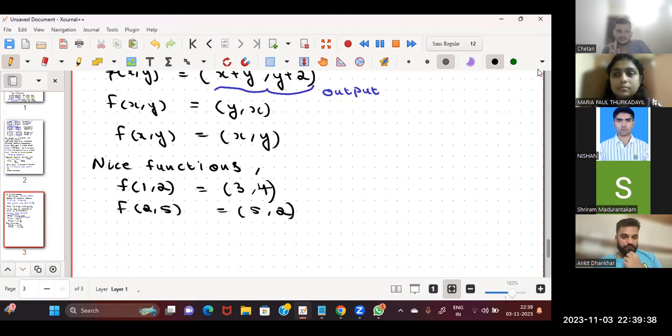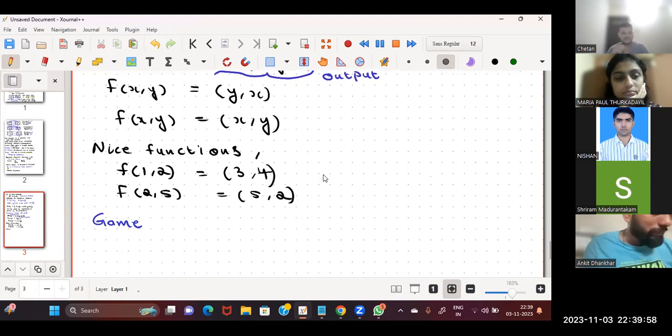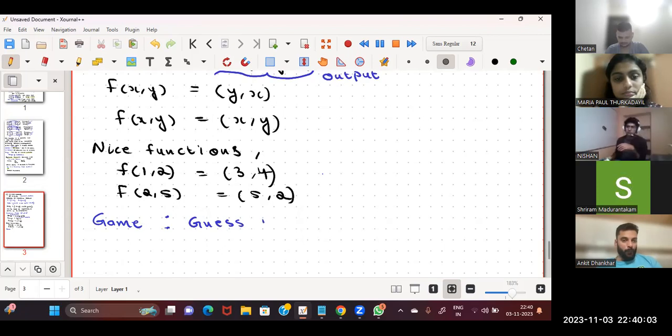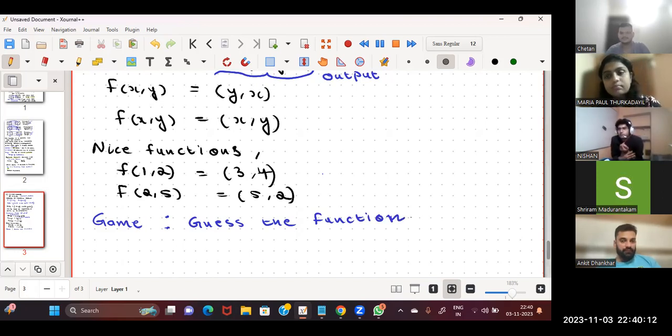But then the deal is you'll have to guess the function. If you ask me more inputs, I'll give you more outputs, but I'll change the function. The function won't remain the same. For one function, I will only give you two outputs. And then afterwards you'll have to guess what the function is. That's the thing. Go ahead. Somebody give Chetan an input, he'll give you an output.